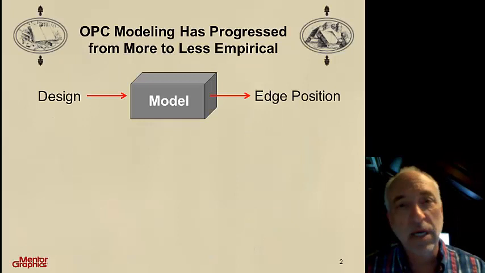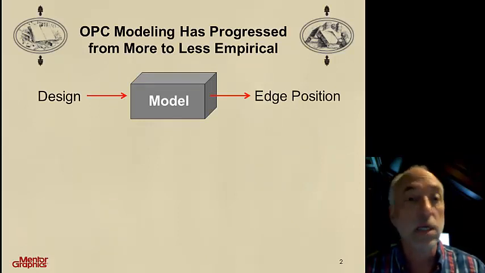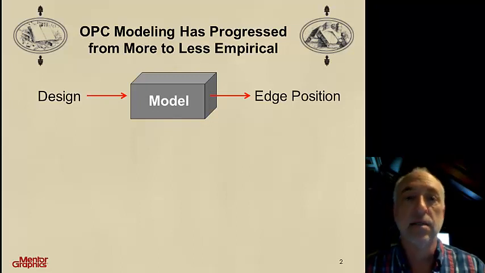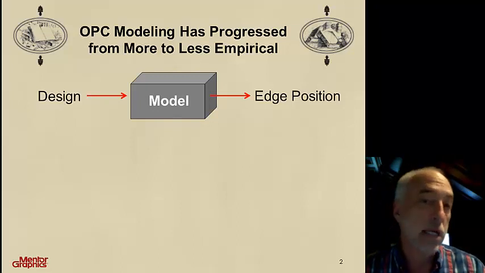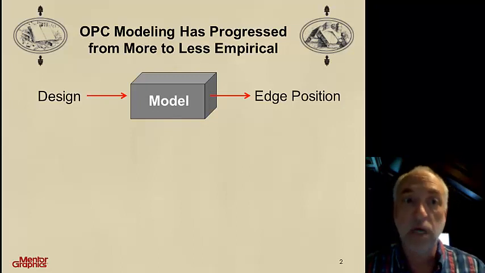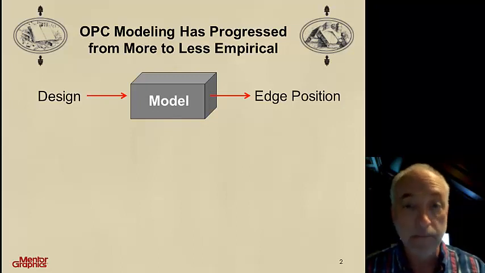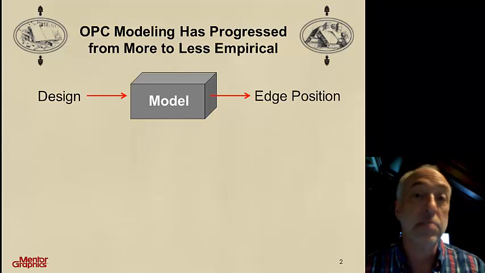I'm going to begin with a little bit of a review of modeling used in OPC, optical proximity correction, and how those modeling efforts have progressed over the years. The basic idea of OPC modeling is that a design from a chip comes in one side, and we have a model that predicts the edge positions of all the features on that design. In one sense, the model can be thought of as a black box.